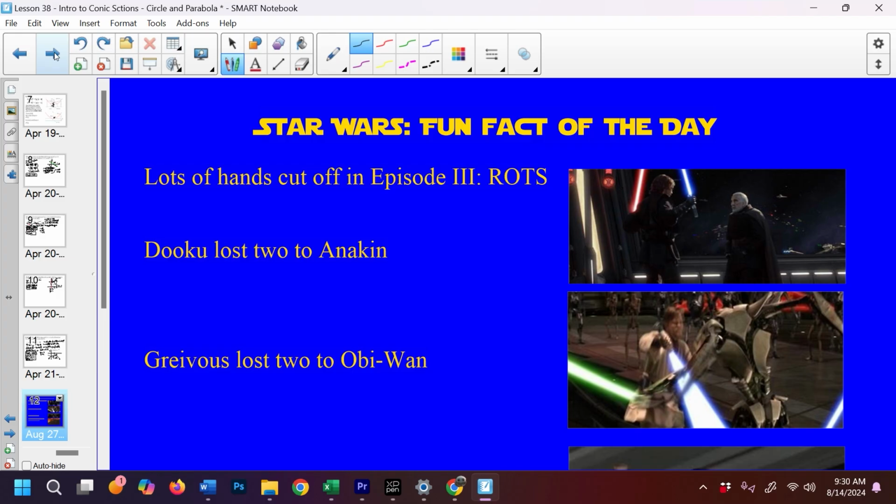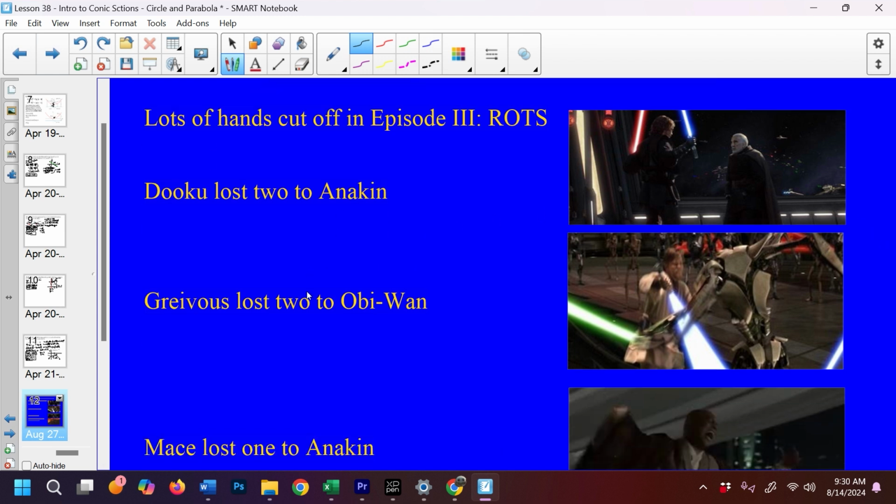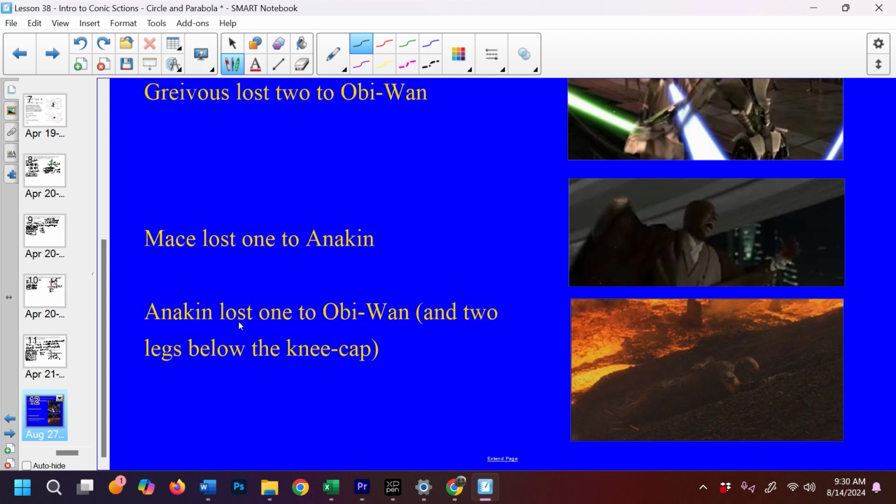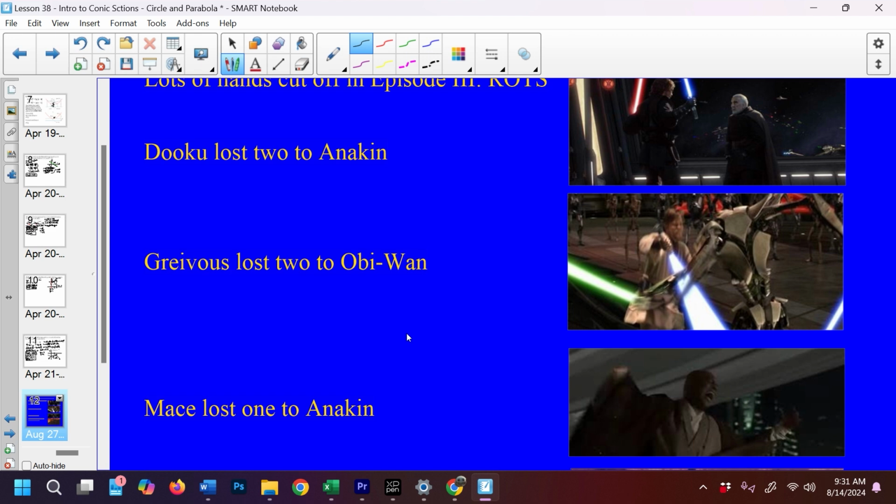Star Wars fun fact of the day. There are a lot of hands cut off in Episode 3, Revenge of the Sith. The most evil title has the most hands cut off. And so, just to review, Count Dooku loses 2 hands to Anakin. General Grievous loses 2 hands to Obi-Wan. Mace Windu lost 1 to Anakin, and that was a shame. And then Anakin lost a hand and 2 legs below the kneecap to Obi-Wan. Obi-Wan has the biggest count.